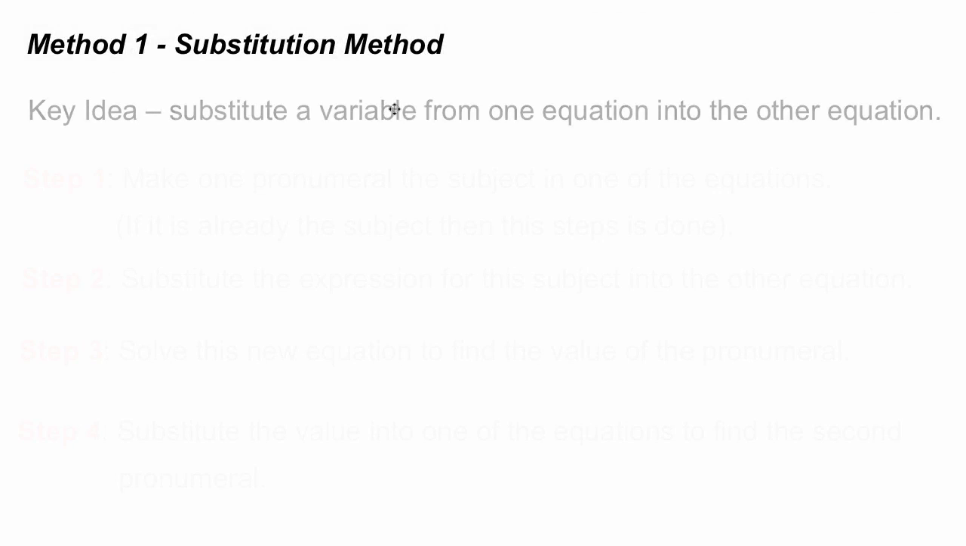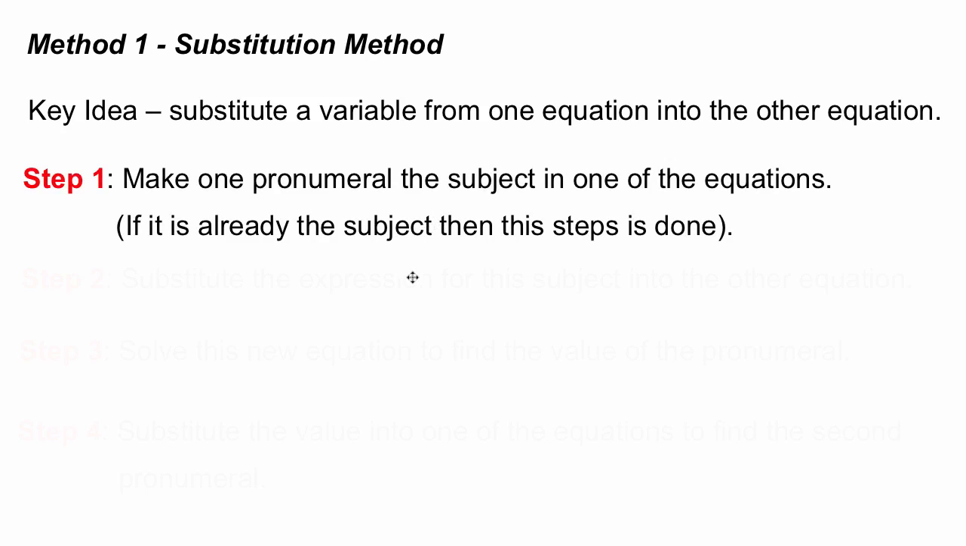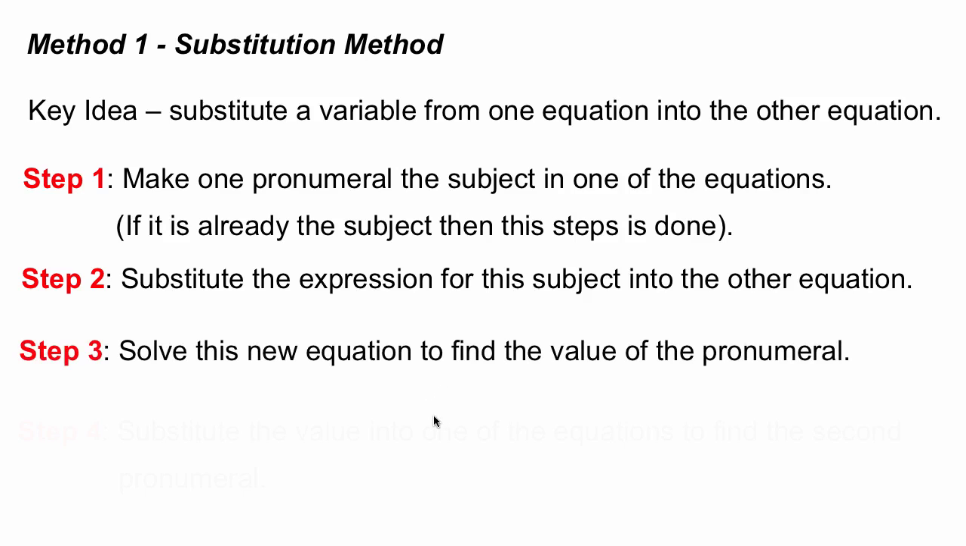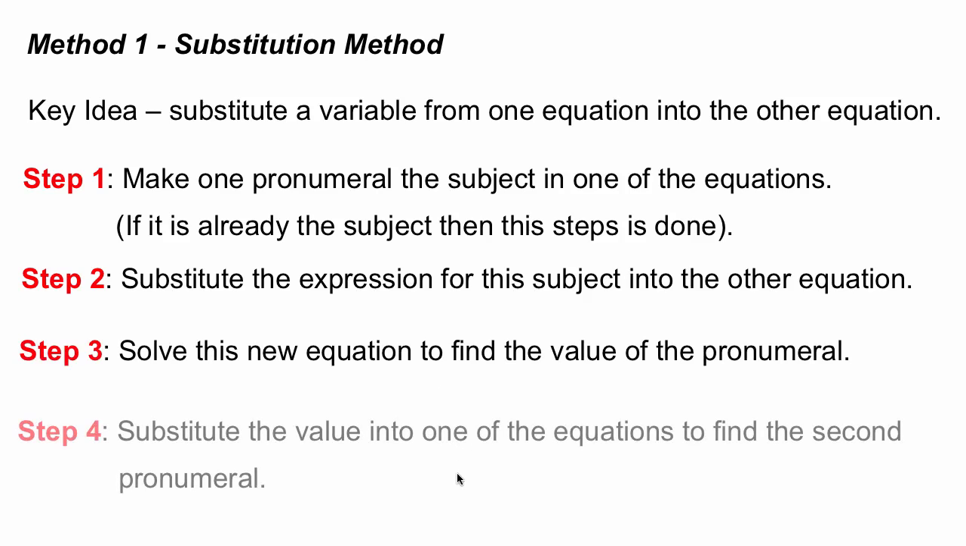So the substitution method has the key idea of substituting a variable from one equation into the other equation. And the steps go as follows. Number one, make one pronumeral the subject in one of the equations, and if it's already the subject, then that step's obviously done. And then we substitute the expression for this subject into the other equation. Finally, we solve this new equation to find the value of the pronumeral and substitute the value into one of the equations to find the second pronumeral.